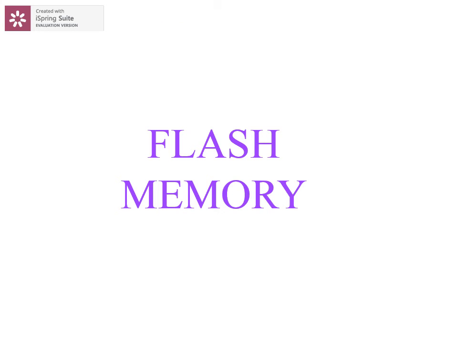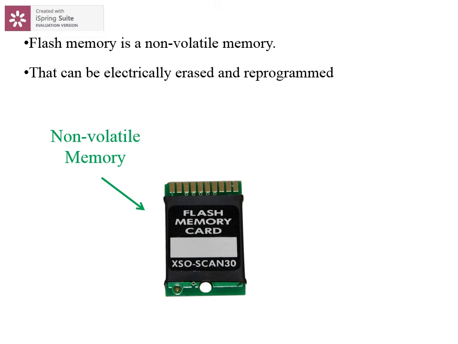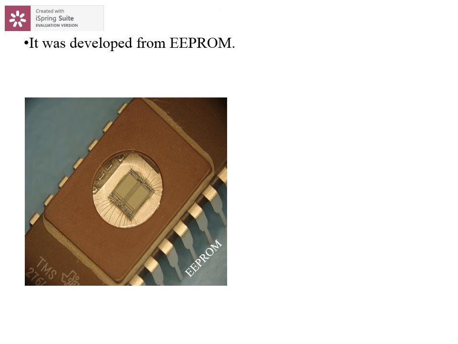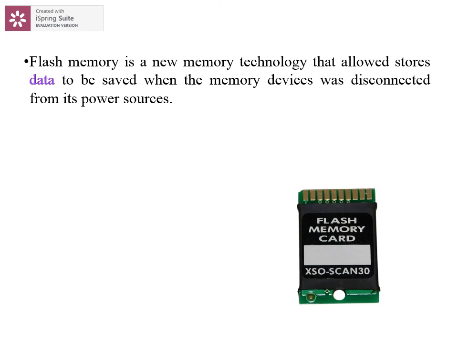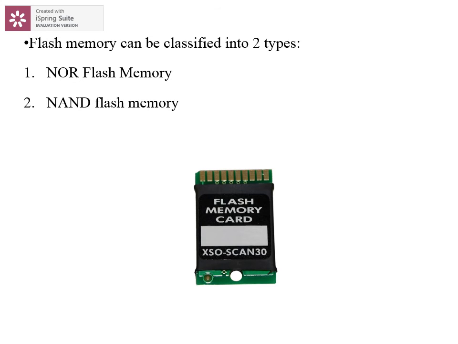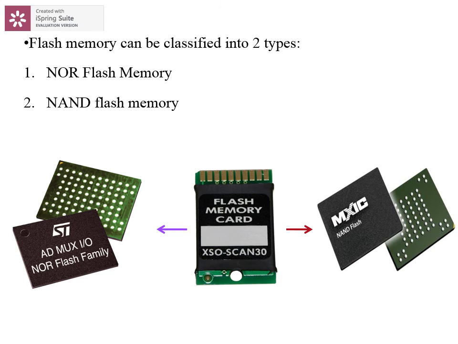Next topic is flash memory. Flash memory is a non-volatile memory that can be electrically erased and reprogrammed. It was developed from EEPROM. Flash memory is a new memory technology that allows data to be saved when the memory device is disconnected from its power source. Flash memory can be classified into two types: NOR flash memory, NAND flash memory.